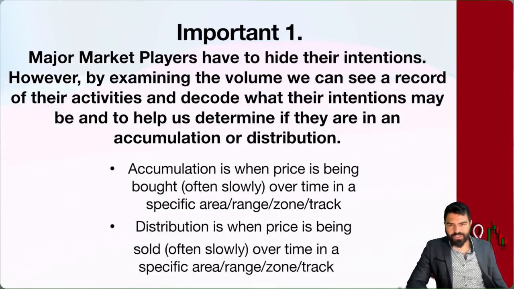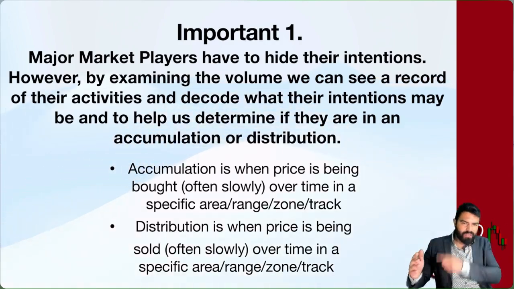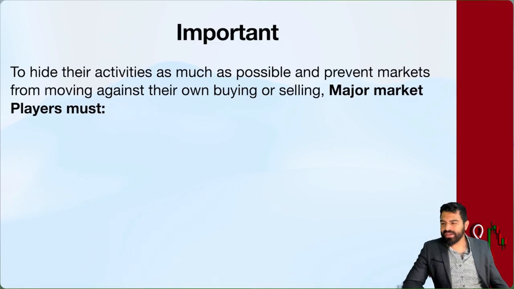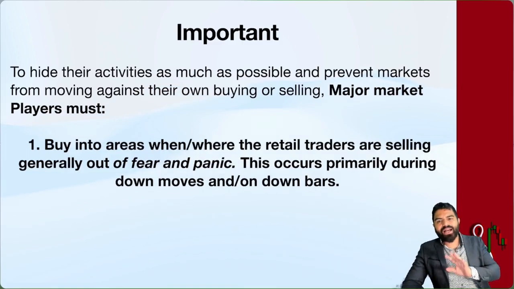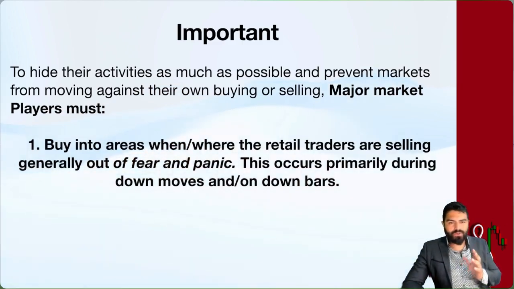Distribution is when price is being sold, often slowly, over time in a specific range, zone, or track. To hide their activities as much as possible and prevent markets from moving against their own buying and selling, market players must, number one, buy into areas where the retail traders are selling, generally out of fear and panic. This occurs primarily during down moves and on down bars.